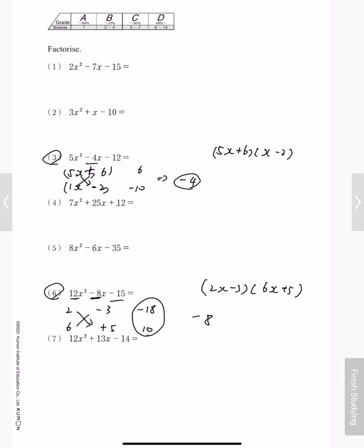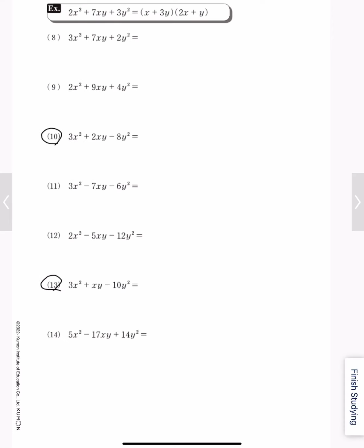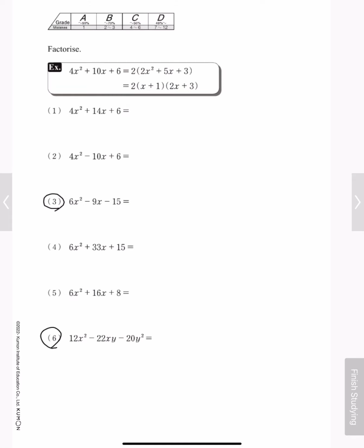So this is a very good example. Number 6 is a very good example of how we try different combinations to see if it works or not. All right, so this page is fine. Okay, let's try this page.